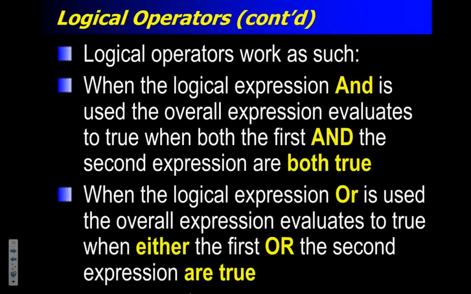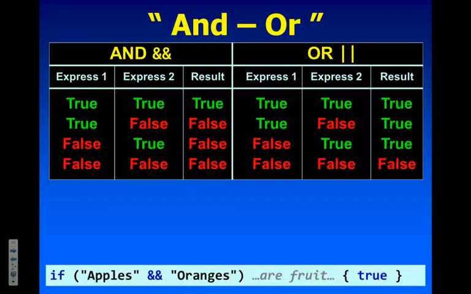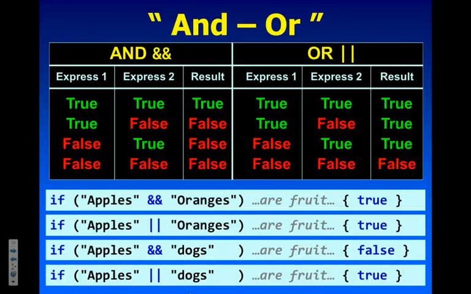Okay. Now, this is an extremely confusing sentence, but let me read it to you. When the logical expression and is used, the overall expression evaluates to true if both the first and the second are true. The logical expression or is used when either the first expression or the second expression is true. So let me kind of put it into a chart. So using and, if I have two things together, if they're both true, then the whole thing is true with and. With or, either one of them could be true for it to be true.